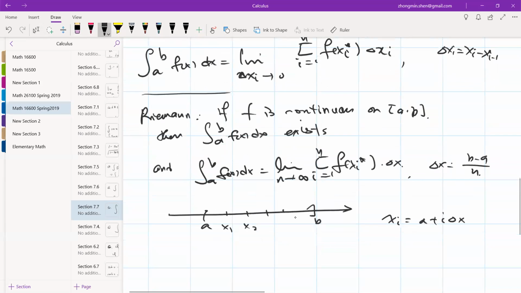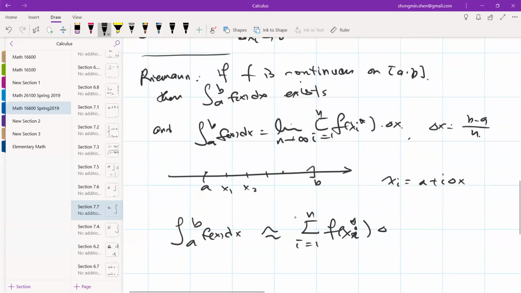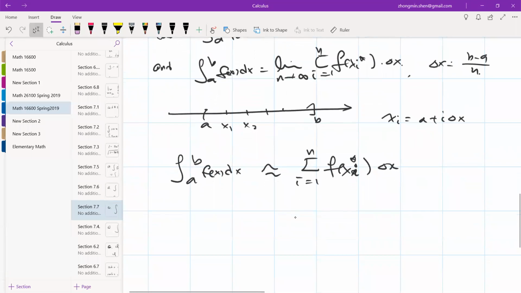Because of that, I get the first approximation for the integral. The integral is approximated by this. Then we come to the first case, when this is arbitrary, we call the midpoint rule.